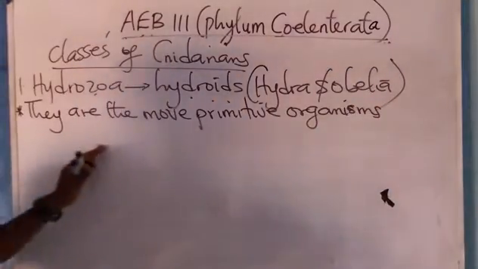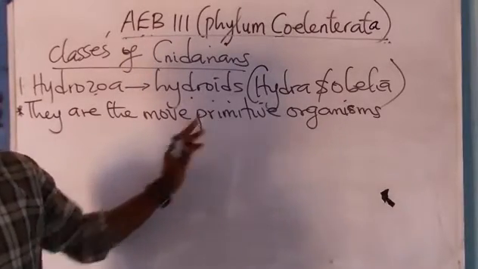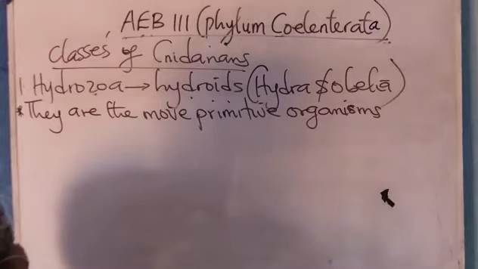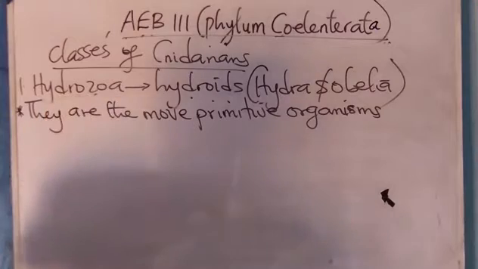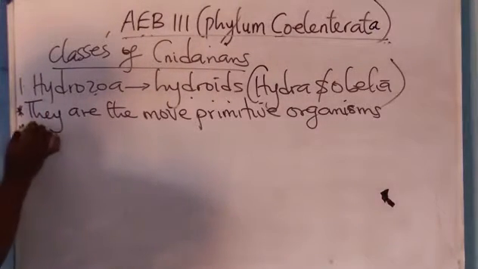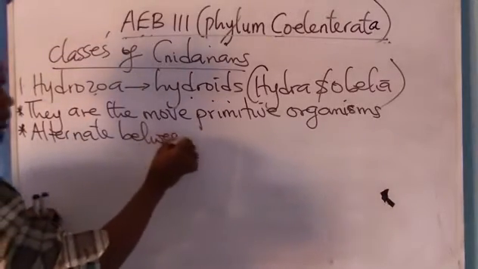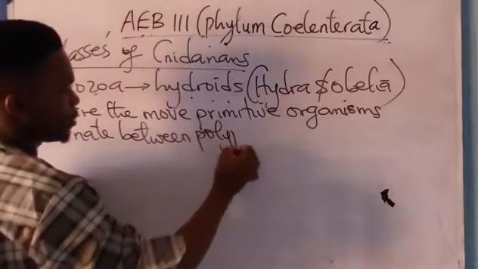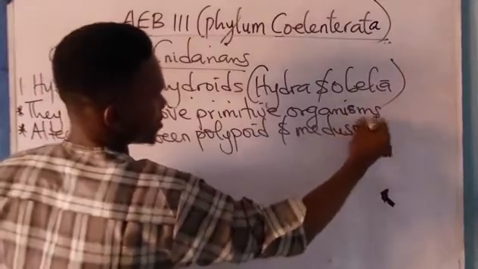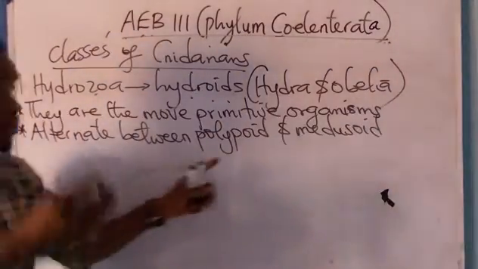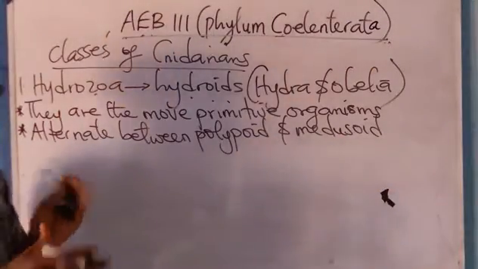So this class is the most primitive compared to other classes. Please, which of these classes is the most primitive? It is what? Class Hydrozoa. Take note of that. And secondly, they alternate between the polypoid stage and the medusoid stage. Alright, they alternate between the polypoid stage and what? The medusoid stage, which means they can be medusoid or they can be what?